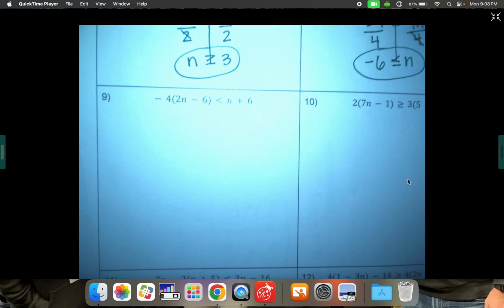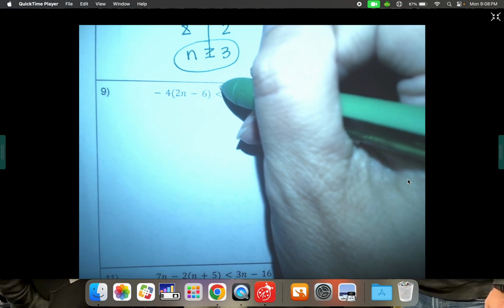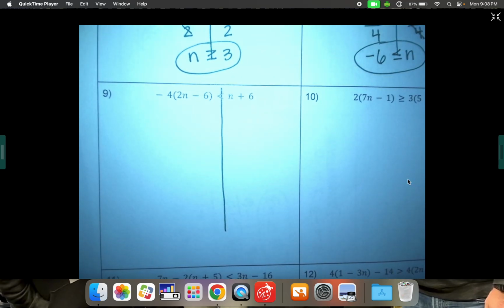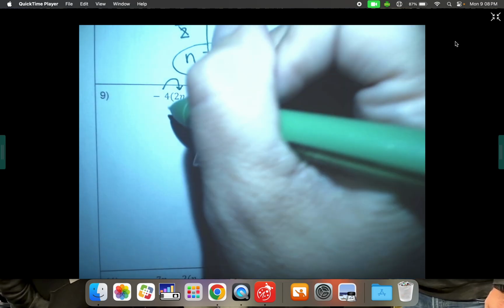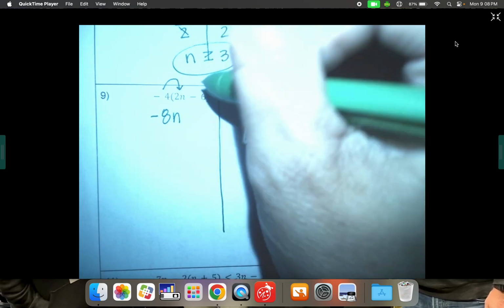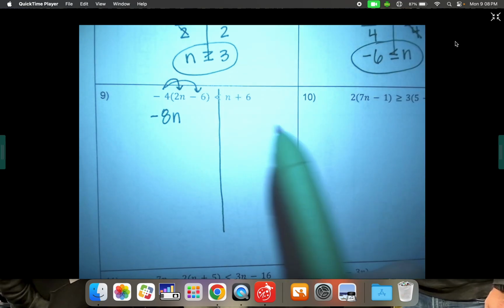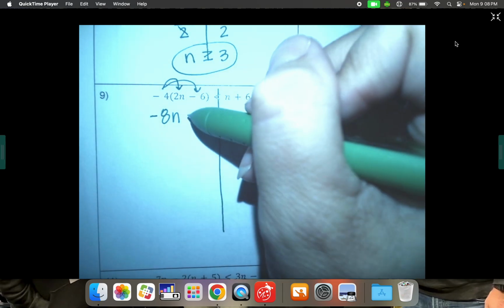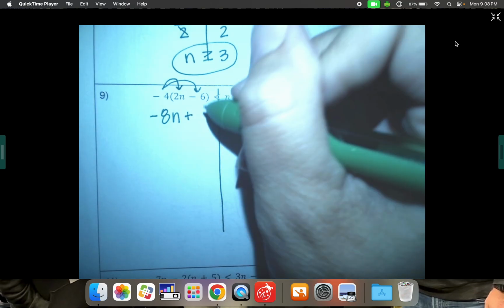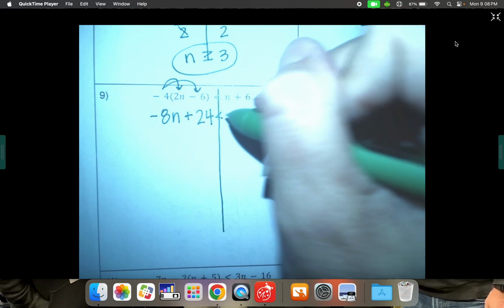All right, 4 more. We got this. Let's go ahead and start by distributing on number 9. This negative 4 times 2n is negative 8n. Negative 4 times, be careful here, negative 4 times negative 6. Negative times negative is positive 24. So it's going to be a plus 24.